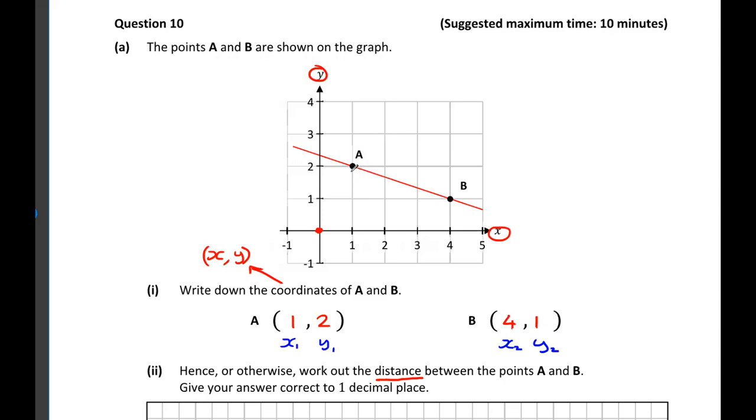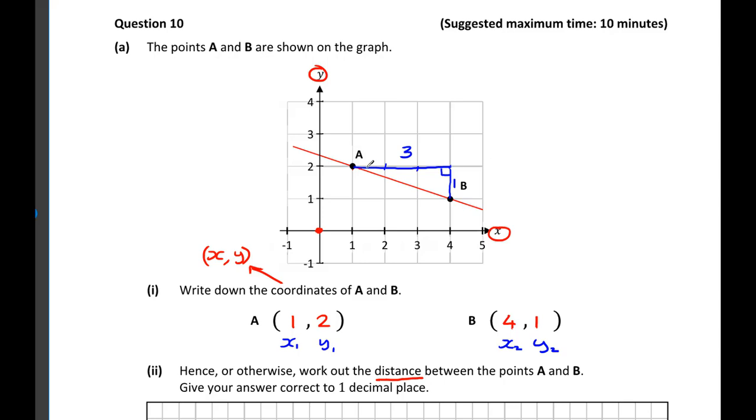If you look here, you can see from A to B, we go across 3, don't we? 1, 2, 3. So we know that length is 3. And then we go down, how far? 1. This is a right angle triangle, isn't it?